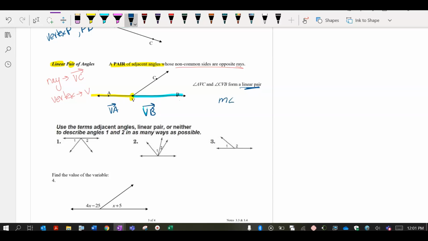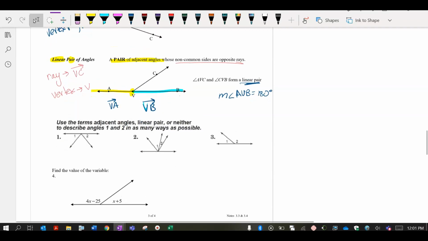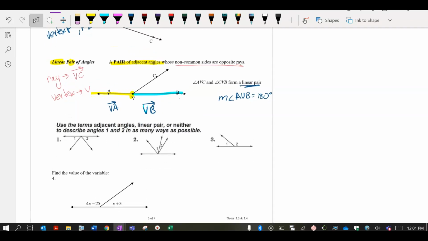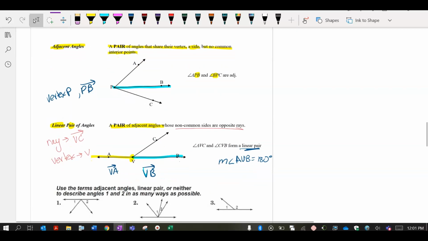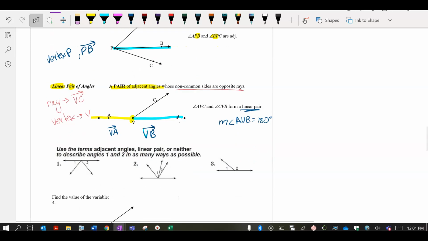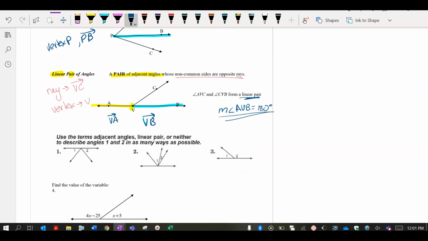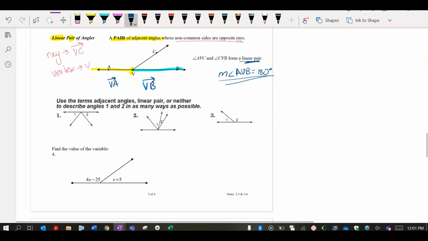We know the measure of angle AVB is equal to 180 degrees. That's a straight angle. So we're going to be using that to help us as we move forward here. Okay, so recap: adjacent angles are just two angles next to each other. A linear pair is specifically, yes, adjacent angles, but more specifically, their non-common sides are opposite rays, right? And so we know that it has that straight angle that's going to be 180 degrees.